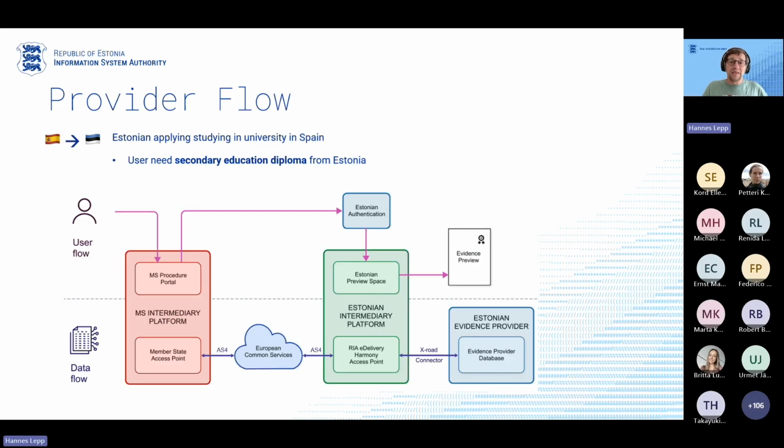So let's see how the system works in principle. This diagram presents a provider flow. This is where another EU member state requests evidence from Estonia.